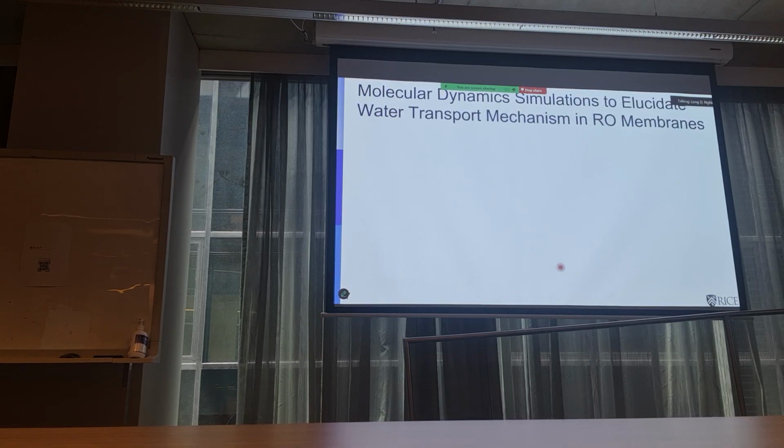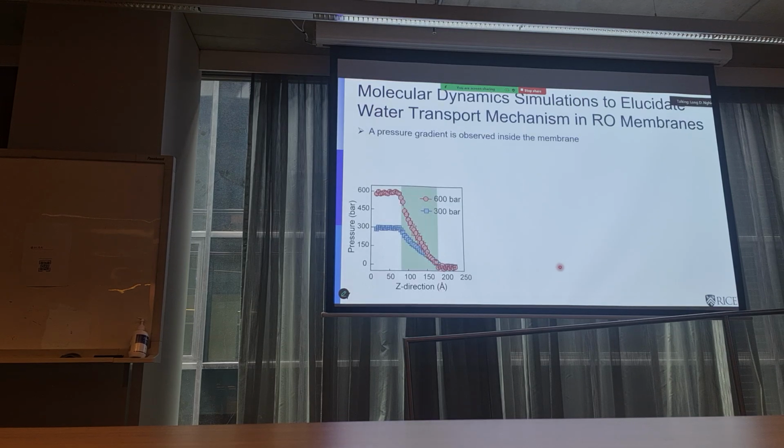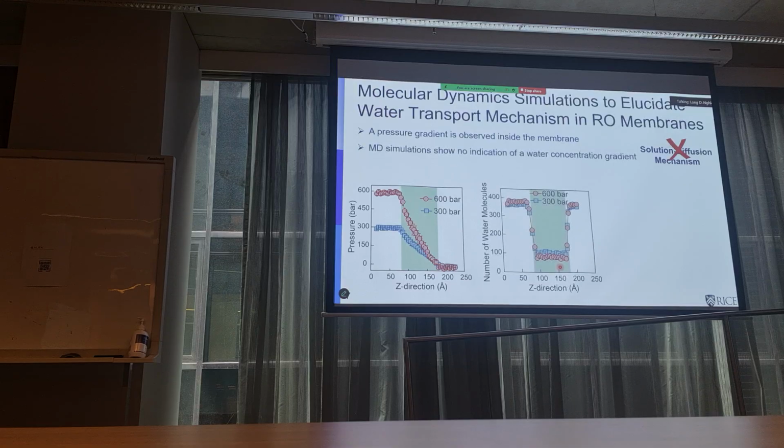Okay, so again, this thing you see here is similar to what we got from the organic solvent nanofiltration. We find a pressure gradient. Remember, the solution diffusion mechanism assumes no pressure gradient, uniform. So this is one strike of the solution diffusion mechanism. It's not correct. Then, here we show no water content gradient.